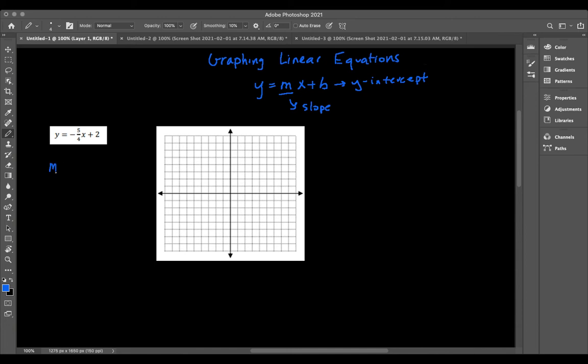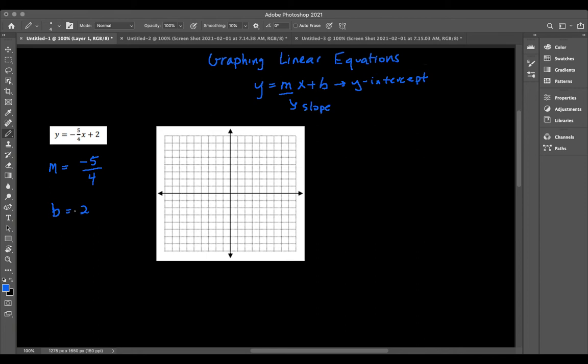All right, so m in this situation is, what is that? We got y equals negative 4/5 x plus 2. So what did we say? When we have a negative on the outside, it means it goes with the numerator. So it's negative 5 over 4 is the slope. Okay, and the y-intercept, the b, is 2. All right, so how do we graph this?